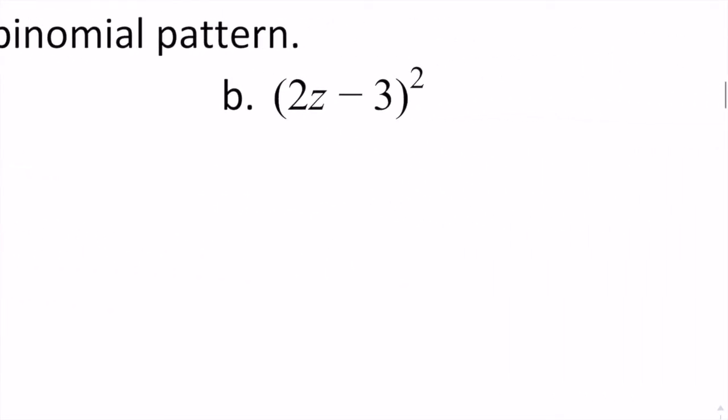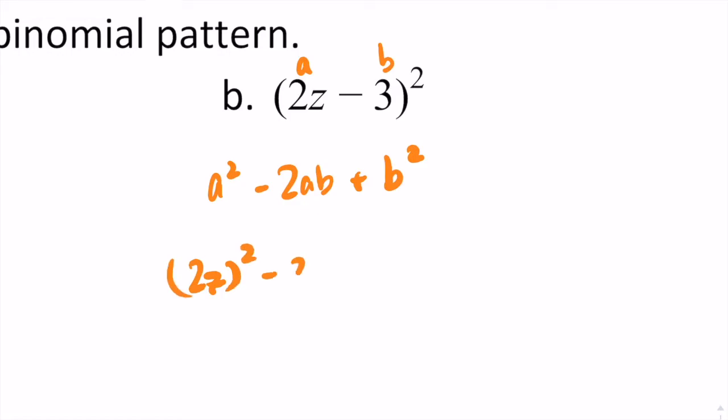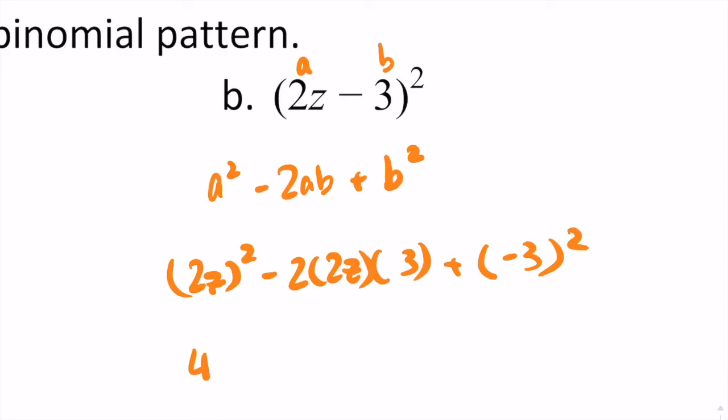If I were to do another example here, here's my a term, my b term, remember it's a squared minus 2ab plus b squared for the shortcut. So you have a squared, which is 2z squared, minus 2 times 2z times negative 3, whoops, just 3, plus negative 3 squared. So this would be 4z squared minus 2 times 2 is 4 times 3 is 12, 12z plus 9. So if you don't like this method, don't use it.